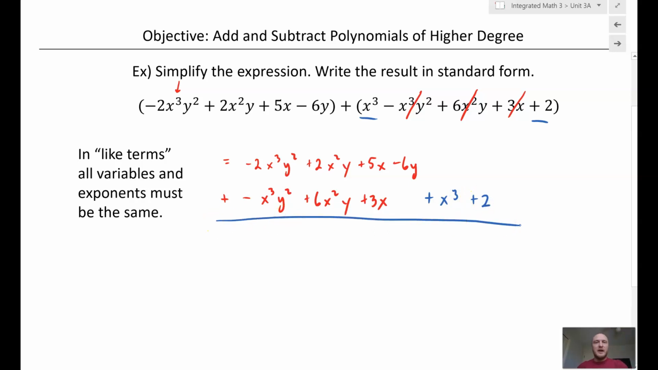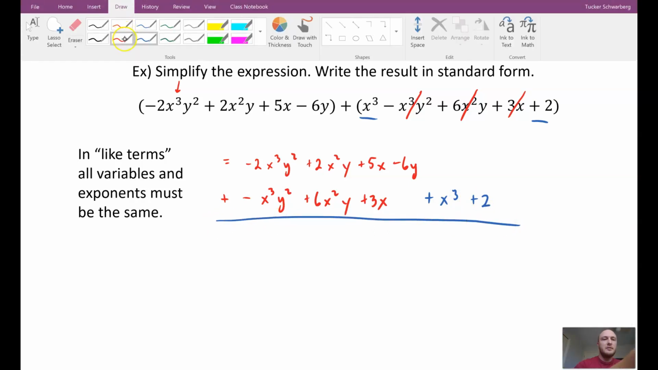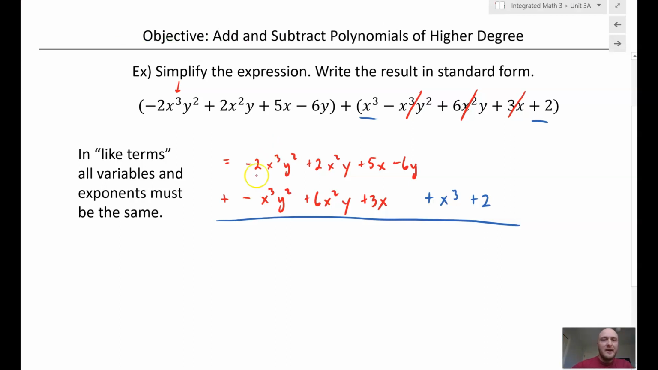Okay, so now I'm going to go ahead and combine my like terms. I have -2 plus a -1, so that's -3x cubed y squared. 2 plus 6 gives me 8, right? So all I'm doing is adding that leading coefficient. 8x squared y. 5 plus 3 is 8x minus 6y plus x cubed plus 2.